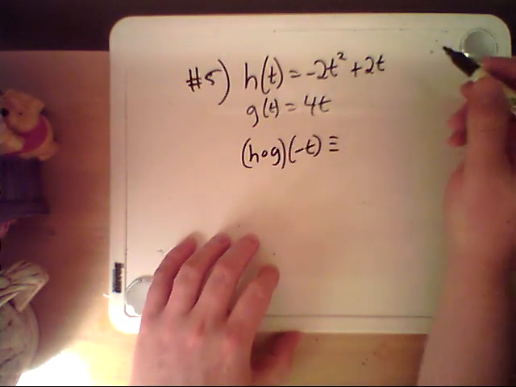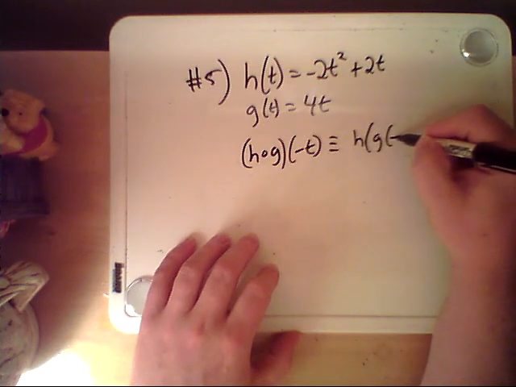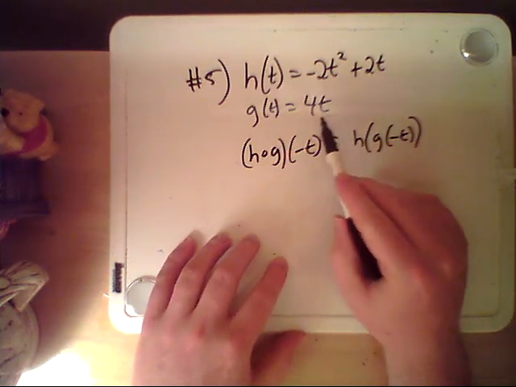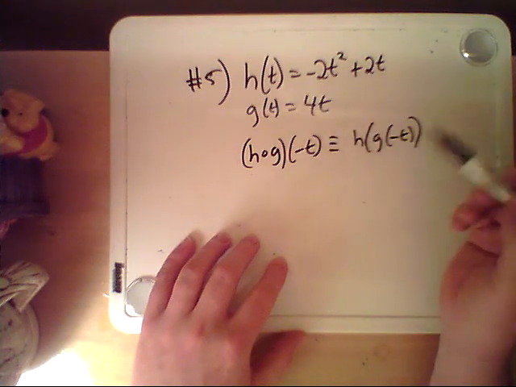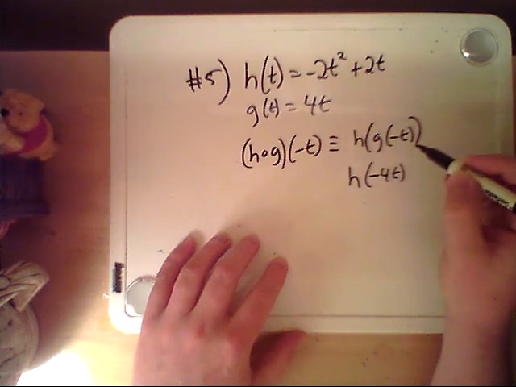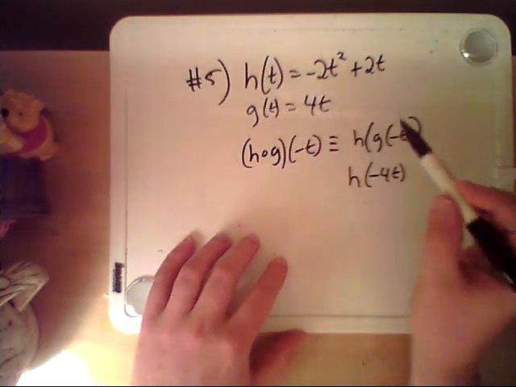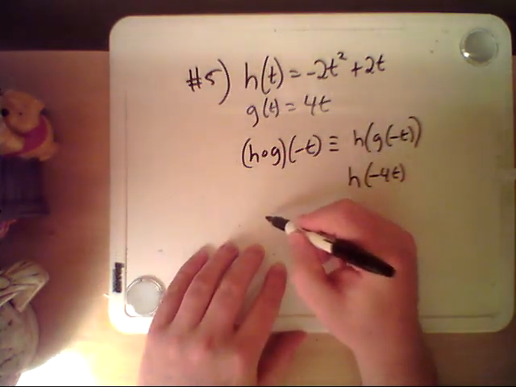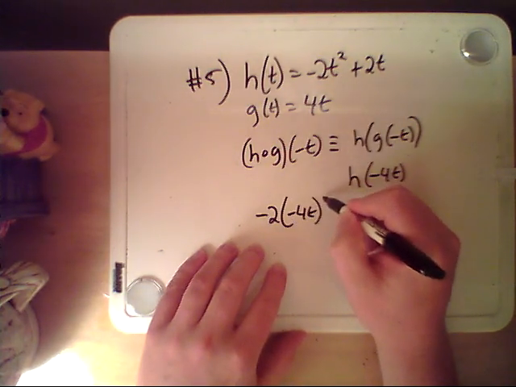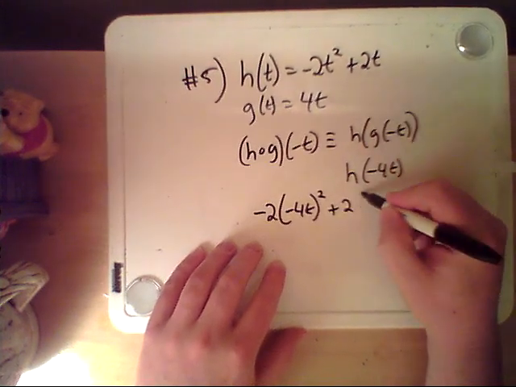Let's rewrite that in better notation. H of g of negative t. So we'll work from the inside out. G of negative t. Well, 4 times negative t would be negative 4t, so that'll be pretty easy. So it'll be h of negative 4t. And then we're going to plug this negative 4t into this equation here. So we get negative 2 times negative 4t, all squared, plus 2 times negative 4t.